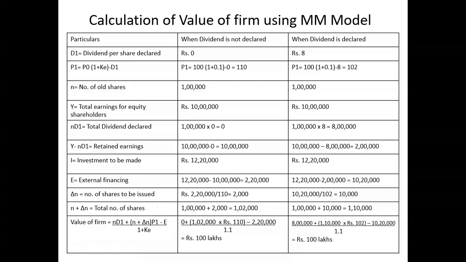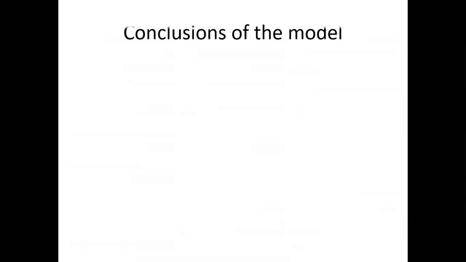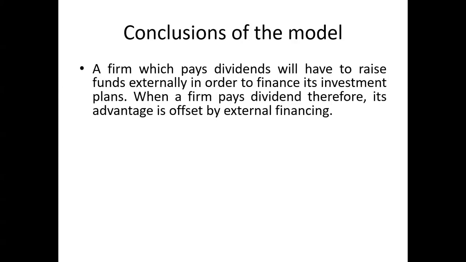It totally represents that the value of the firm is the same in both the cases, when dividend is not declared and when dividend is declared. As a result, it is clearly saying that as far as the model is concerned, dividend declared or not declared is irrelevant as far as the value of the firm is concerned. So it is known as the dividend irrelevance theory.